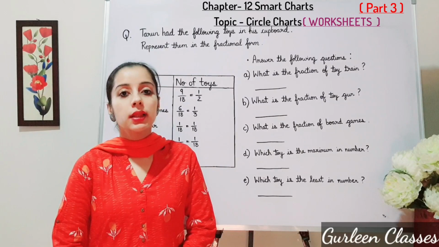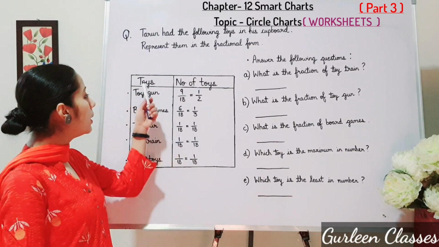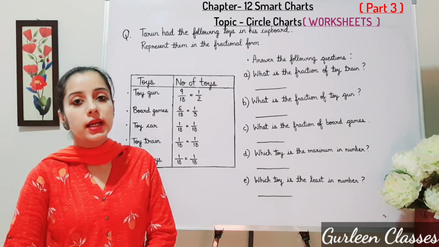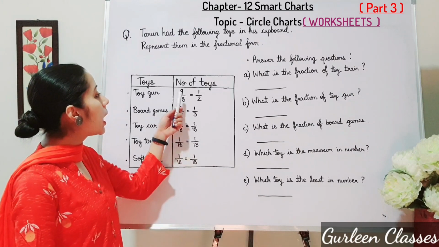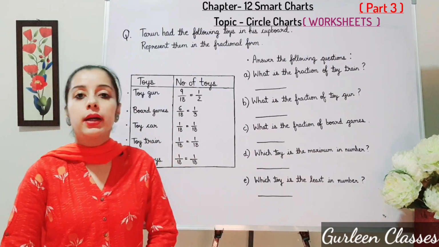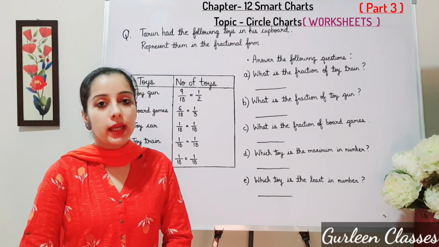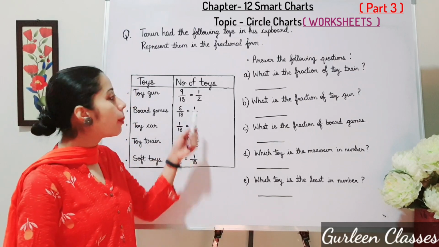Next question. Tarun had the following toys in his cupboard. So these are the following toys which Tarun had in his cupboard. So now we have to represent them in the fractional form. So number of toys are 9 upon 18. It means that toy guns are 9. And the total toys he has 18. So 9 upon 18 reduced into lowest term, it will be 1 upon 2.